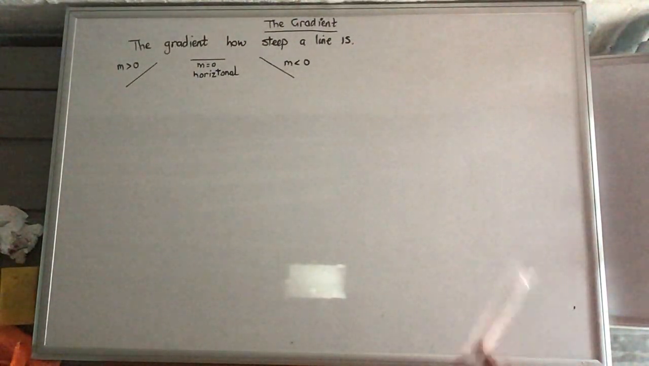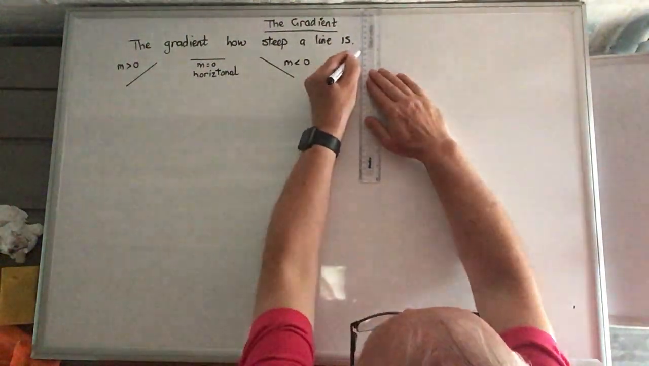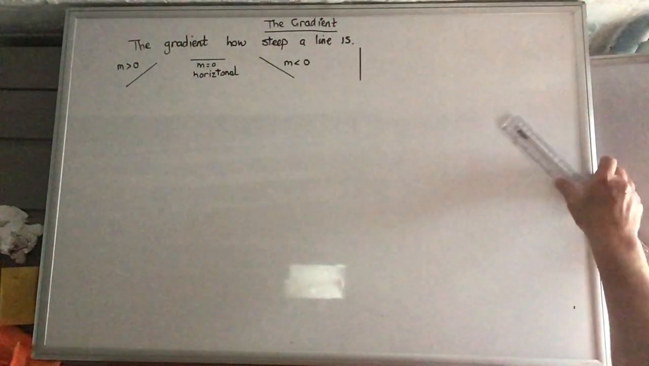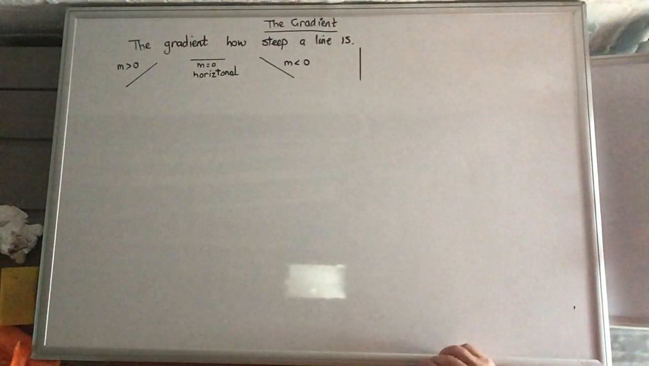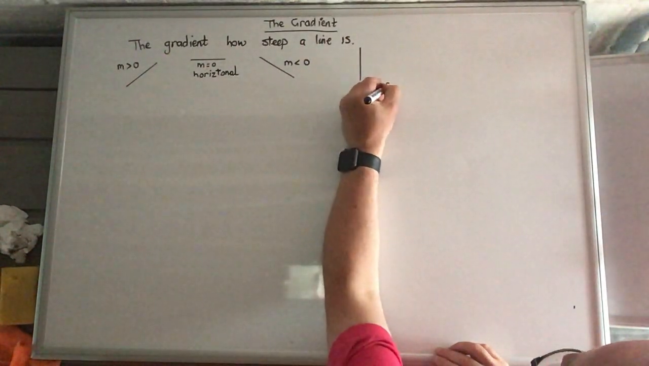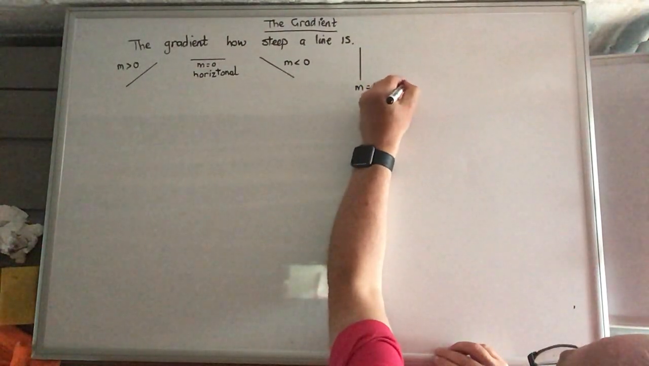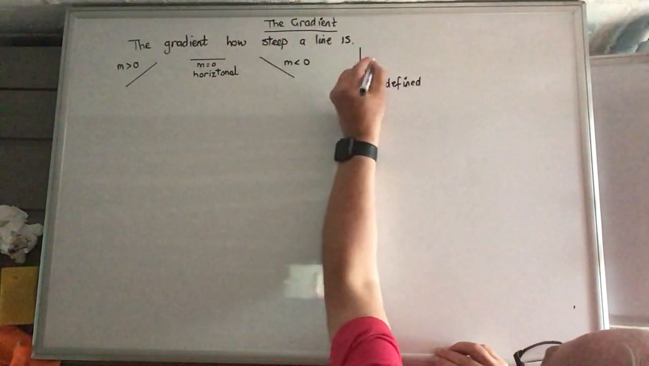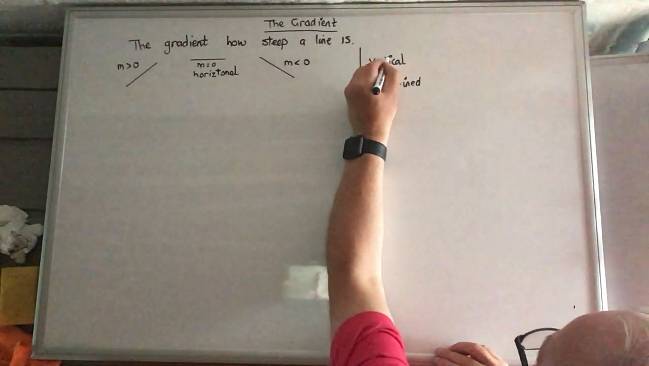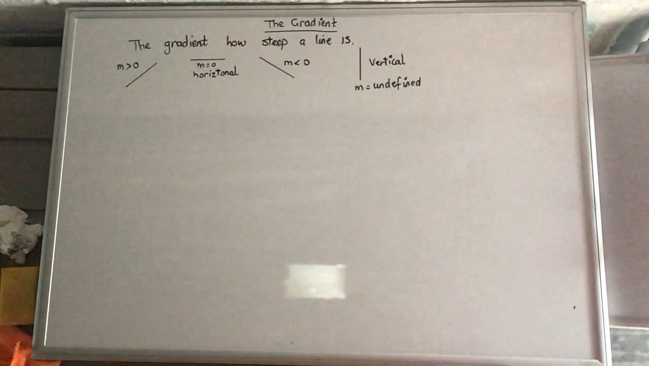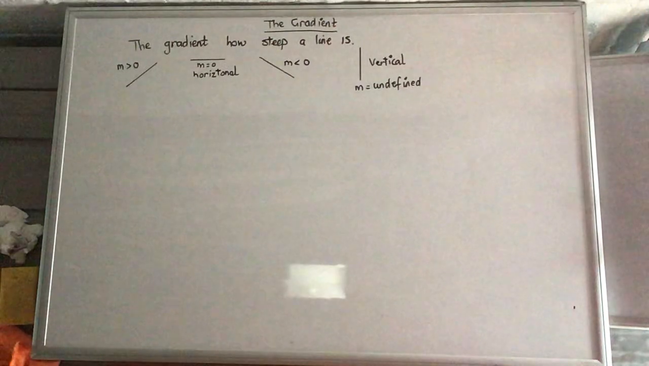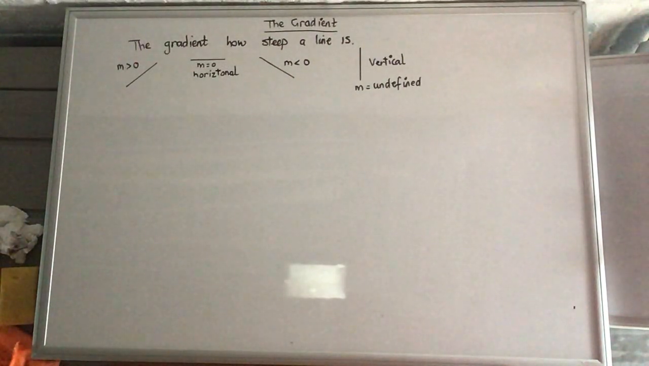And the last one that you won't really meet at National 5, but we'll mention it anyway, tends to come up at higher quite a bit, is a vertical line. Now a vertical line, we can't calculate the gradient for a vertical line. It's undefined, so the gradient is undefined. And just put the word vertical here. So as you hear vertical, you can't work out the gradient. Horizontal, gradient 0. And the other two are either positive or negative.